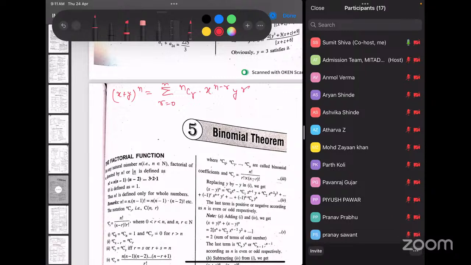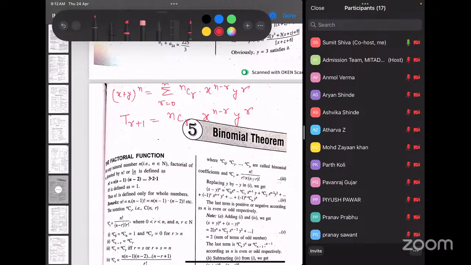If you want to find the general term of the binomial expansion, then this general term is given by T(r+1) = nCr x^(n-r) y^r. This is the general term of the expansion from the starting.